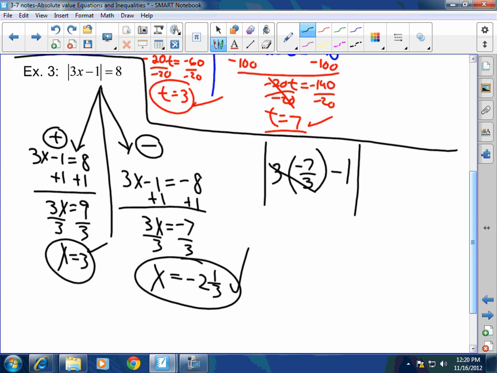No, it's not always going to work. That's why we test it. If it doesn't work, for example, let's just say that here, instead of negative 2 1/3, you got x equals 5. Let's just pretend. This is not the real answer out there in the video world. Let's plug it in. What's 3 times 5, minus 1? Is the absolute value of 14 equal to 8?